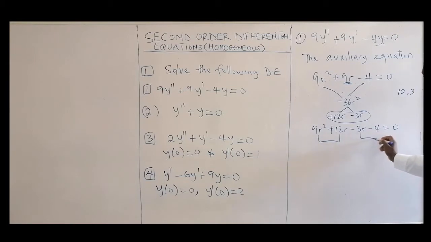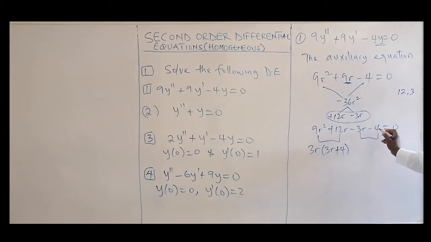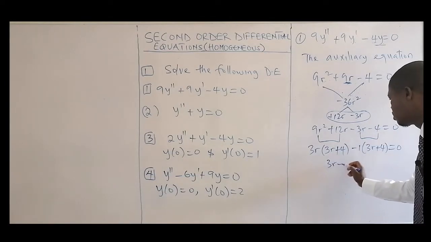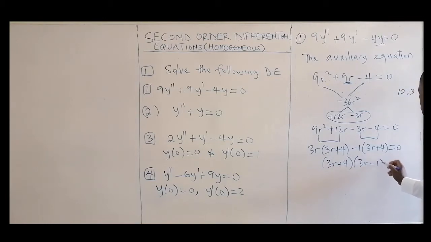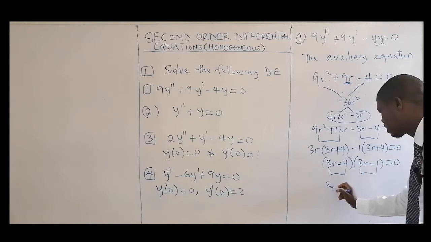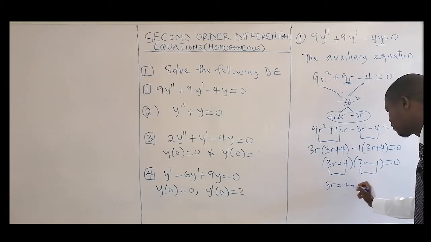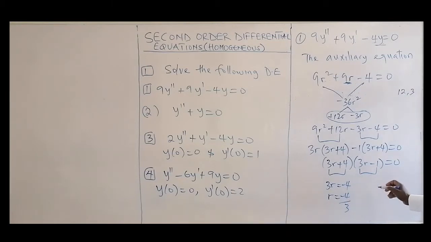Then you pair the terms together. Then you have 3r plus 4 common, so this will be 3r plus 4 times 3r minus 1 equal to 0. This implies each is equal to 0. Then we have 3r equal to minus 4, so r is minus 4 over 3. The second one, we have 3r minus 1 equal to 0, so r is equal to 1 over 3.